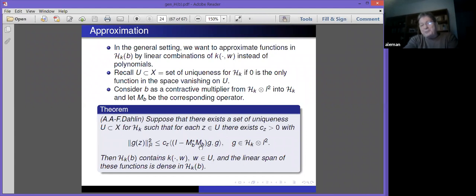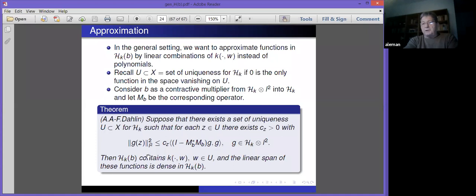But this hypothesis is fulfilled in the Bergman case, in the ball, and also in the non-extreme case of the Branges-Rovnyak, and many others. Then H K of B contains all these kernels with W and U, and their linear span is dense. So this is a very general theorem about just a set.